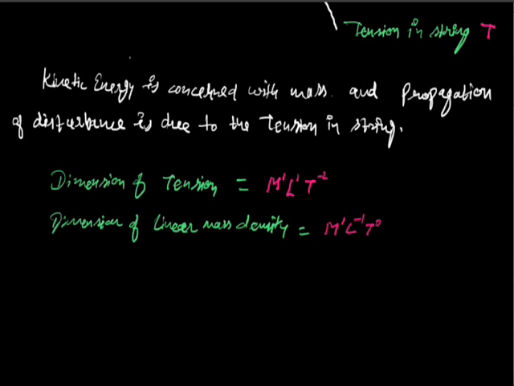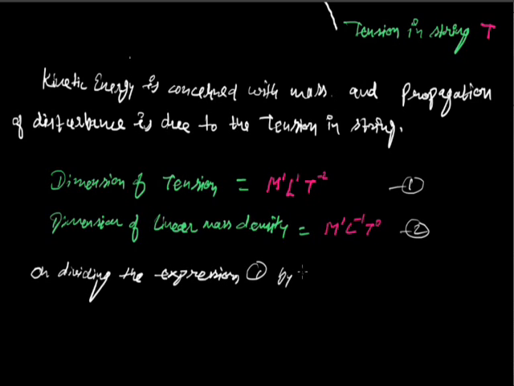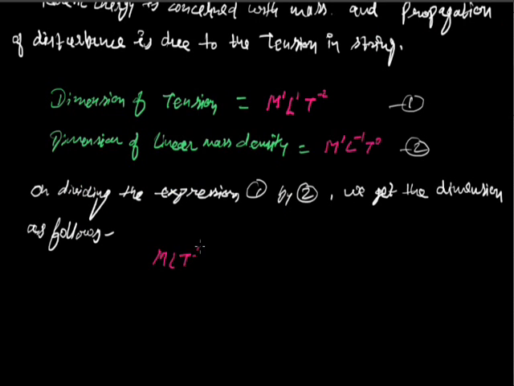Now for these expressions, if we consider the dimension of tension as equation 1, and the dimension of linear mass density as equation 2, on dividing expression 1 by expression 2, we get the dimension as follows: M L T power minus 2 divided by M L power minus 1, which will be equal to L squared T power minus 2, and we are considering it as expression 3.